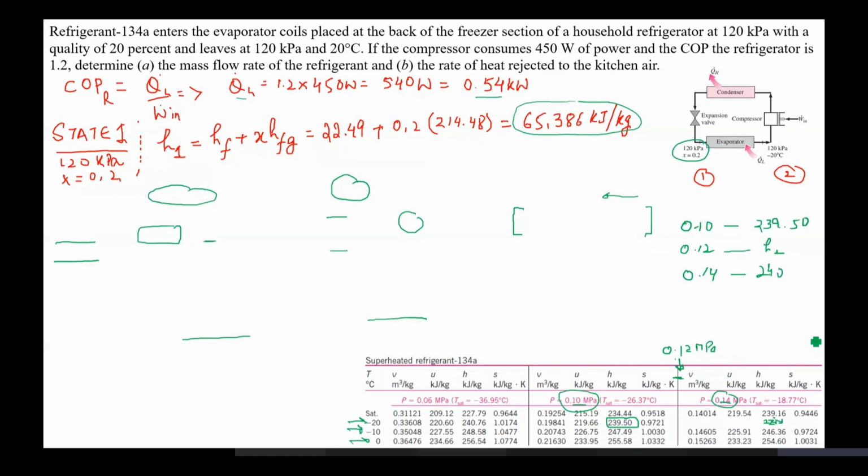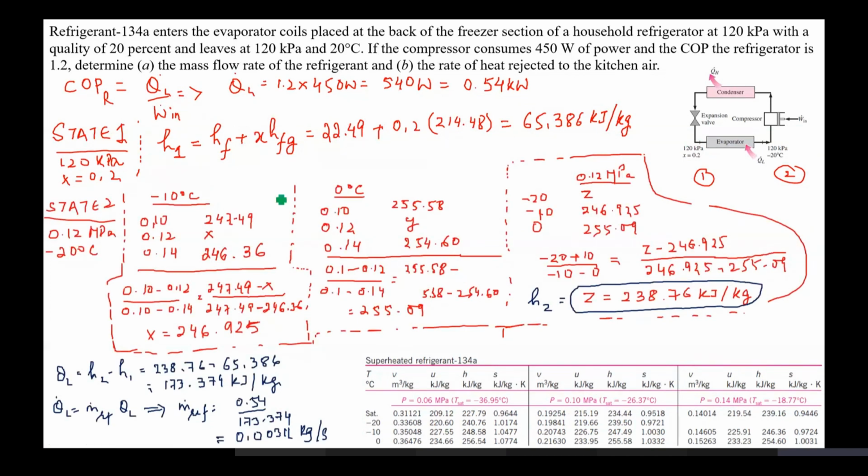Yes sir. But since the values are not available here, what you did was you constructed the table for 0.12 megapascal. You found the value for -10 degrees, the value for 0 degrees, and then the value for -20 degrees centigrade. Clear? Yes sir, clear. Okay. Thank you sir.